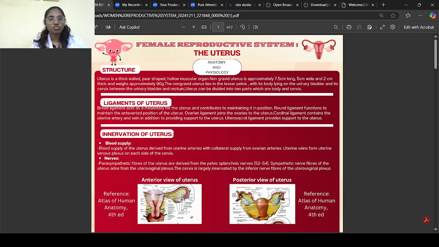As for the innervation of the uterus, the blood supply of the uterus is derived from uterine arteries with collateral supply from ovarian arteries. Uterine veins form uterine venous plexus on each side of the cervix. Parasympathetic fibers of the uterus are derived from the pelvic splanchnic nerves, which originate from S2 to S4. Sympathetic nerve fibers of the uterus arise from the uterovaginal plexus. The cervix is largely innervated by the inferior nerve fibers of the uterovaginal plexus.